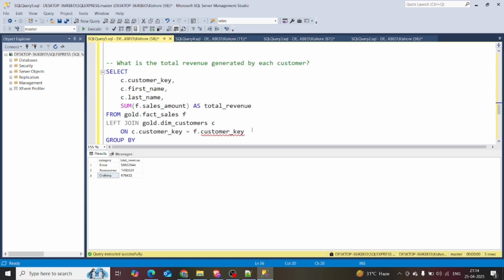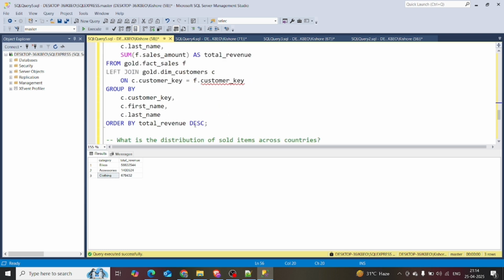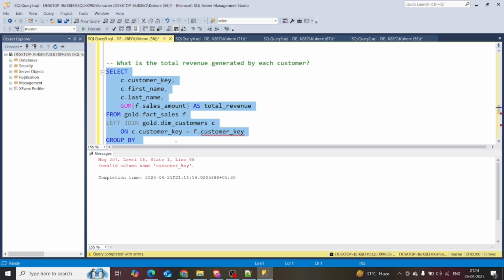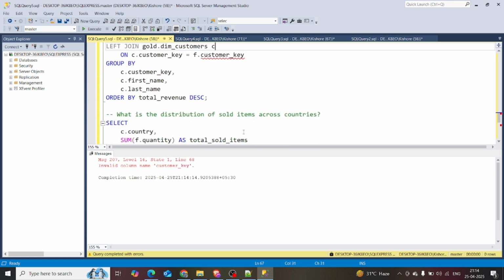And then the total revenue generated by each customer. When I try to execute this, yes, it's an error with the customer key. Let's omit it. Okay.